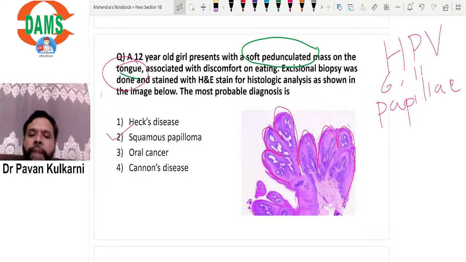So if images come, you will definitely answer them. You won't lose any image-based question. You're definitely going to answer it right. So stay tuned. In the next 3-4 days, probably next week, well before your exam, about one week before your examination, you will get the compilation. We have discussed all the images, but you will get a compilation of them on the DAMS eMedico app.